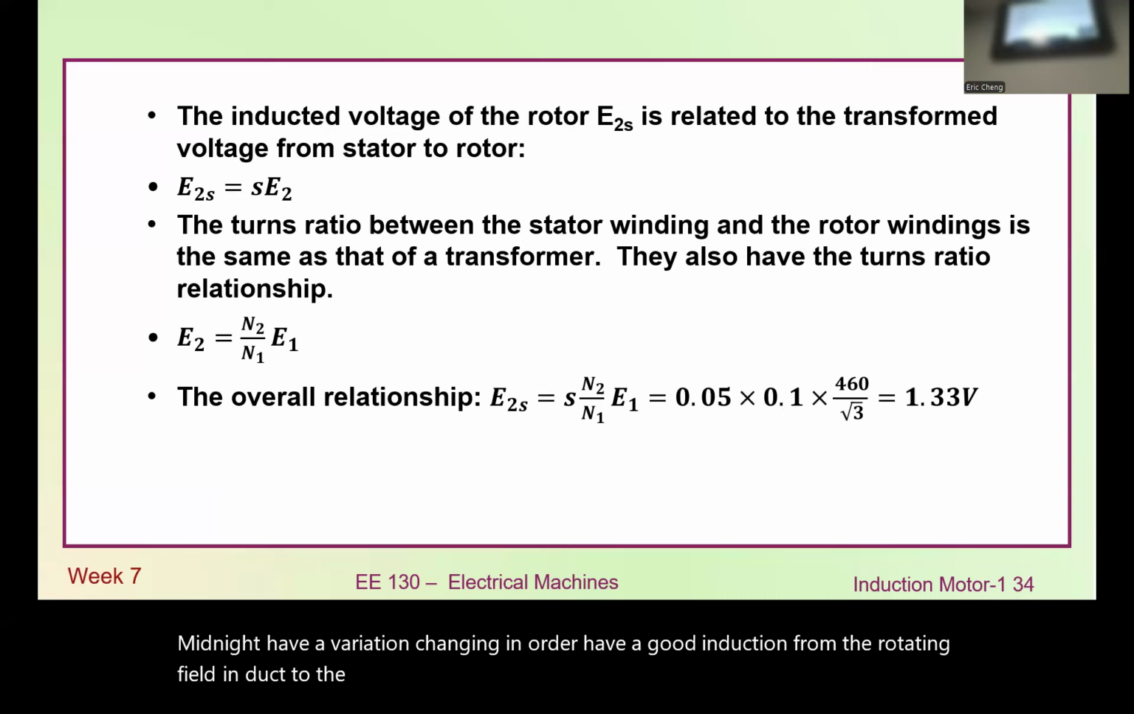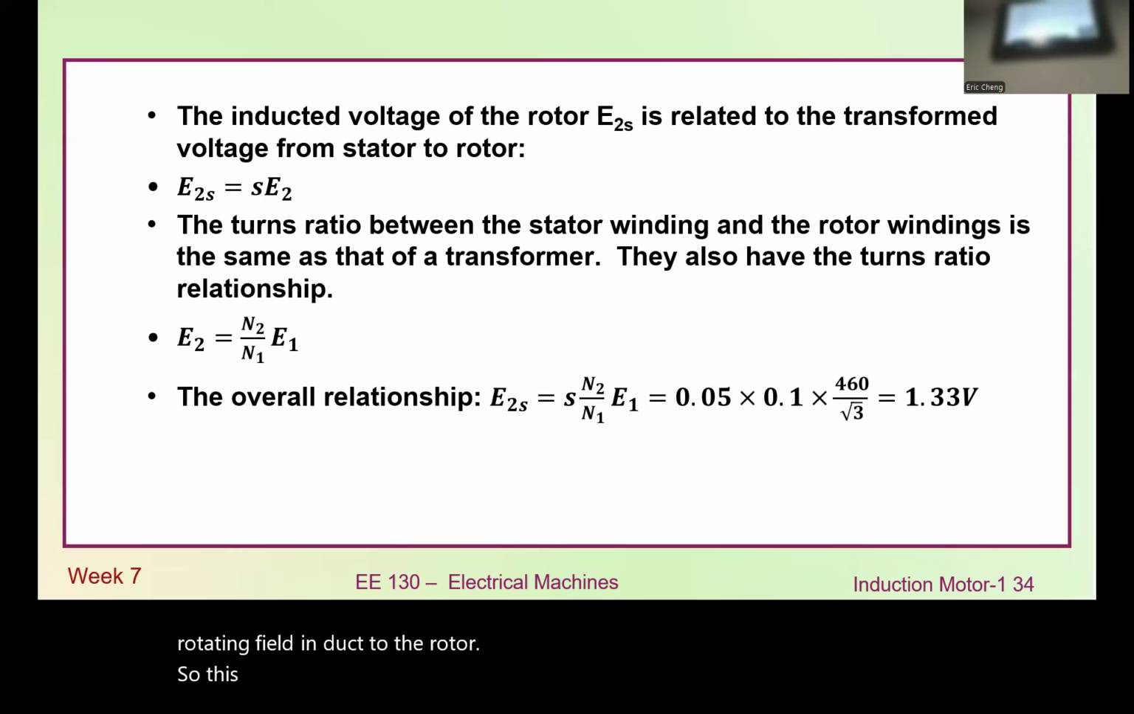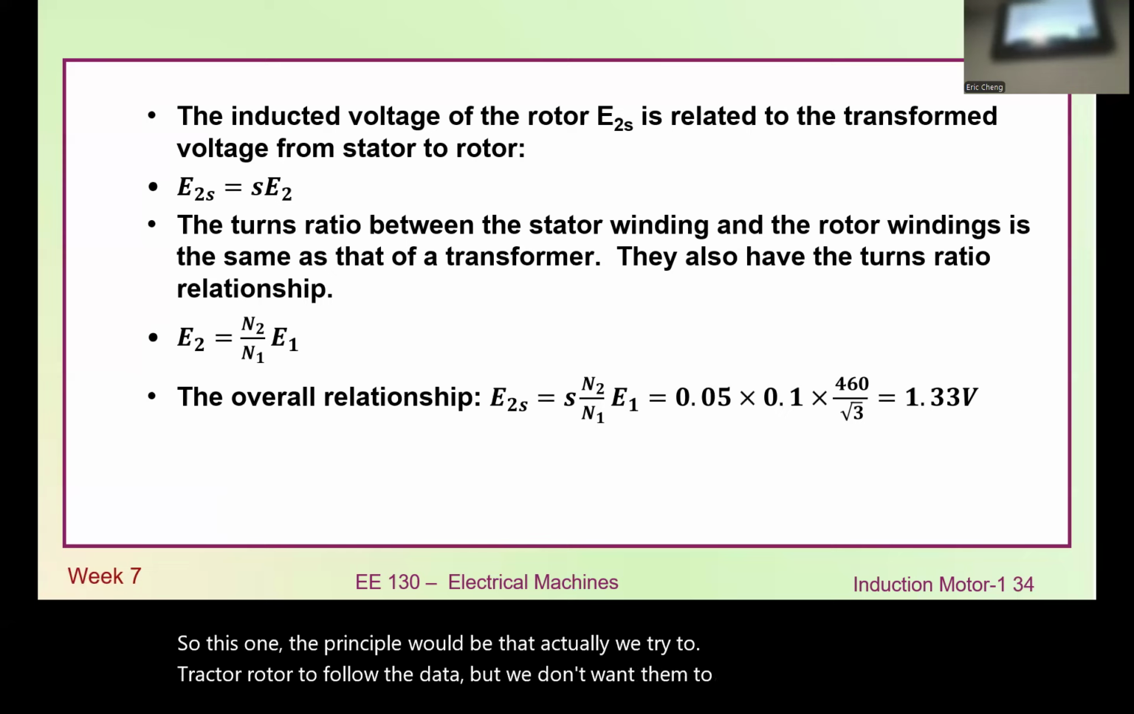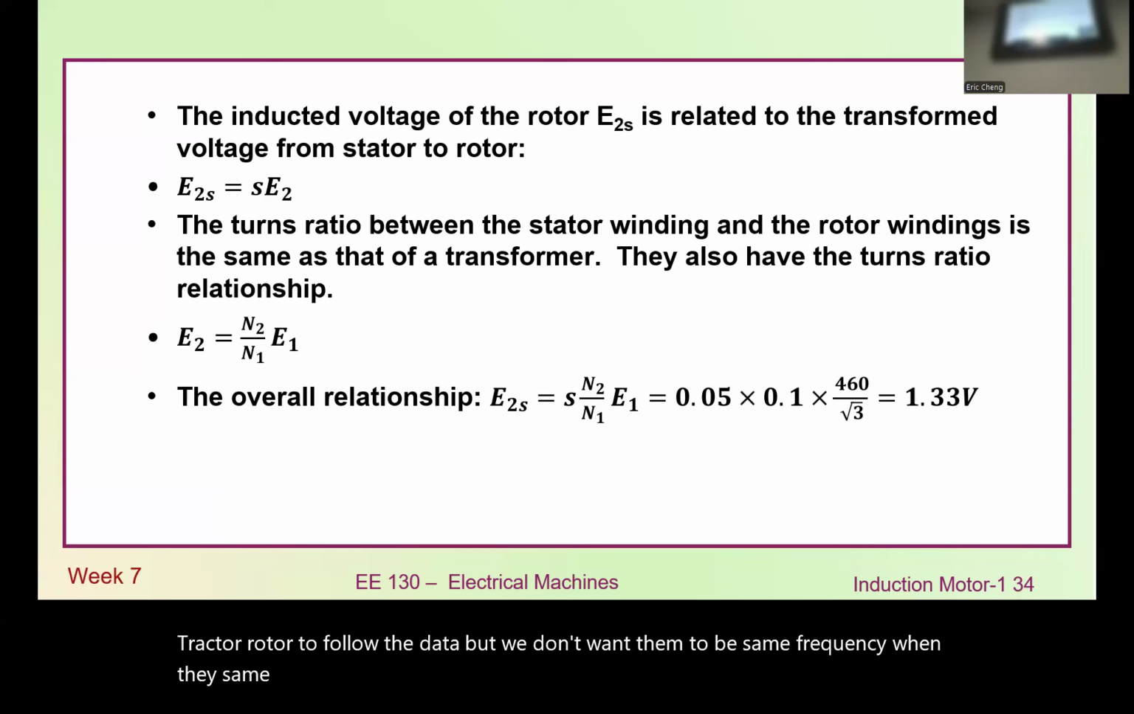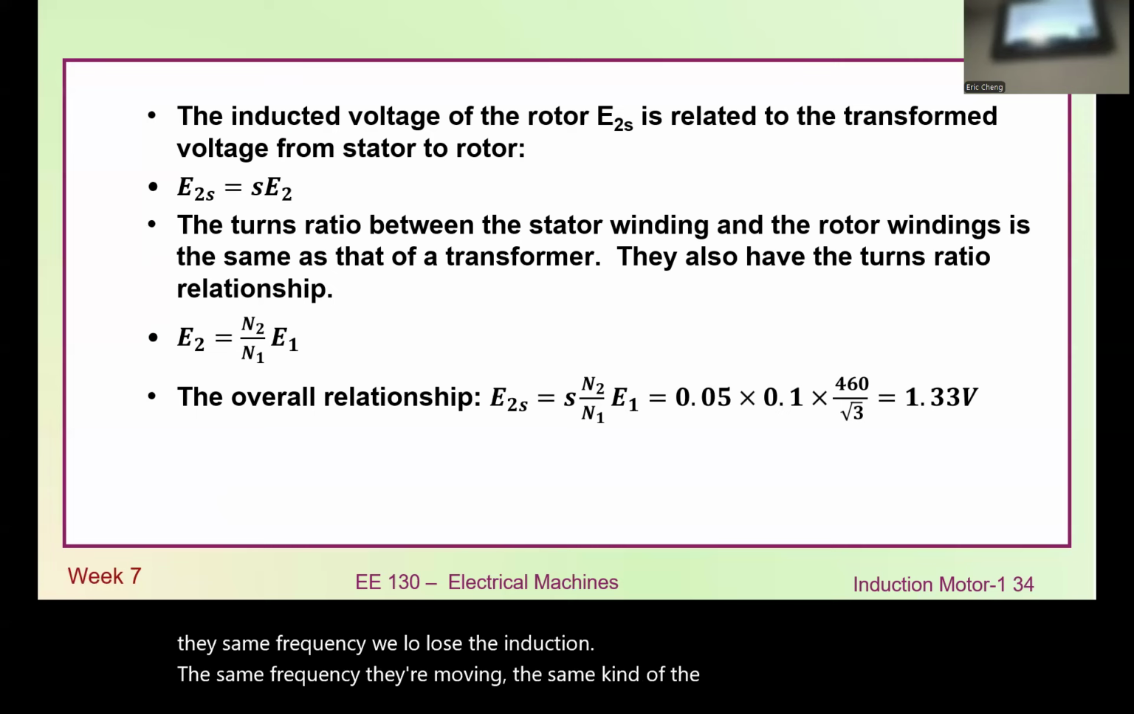So the principle would be that actually we try to drag the rotor to follow the stator, but we don't want them to be the same frequency. When they're the same frequency, we lose the induction. If they move at the same speed, they have no induction.